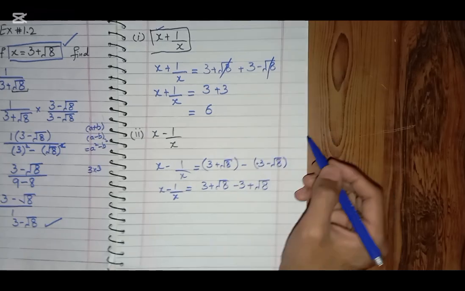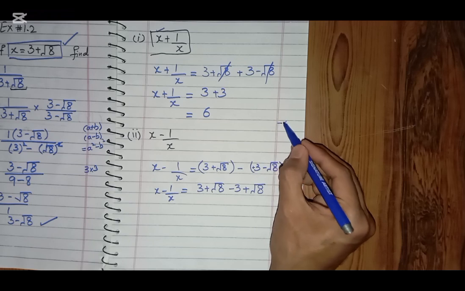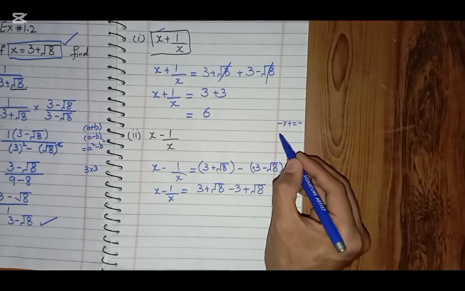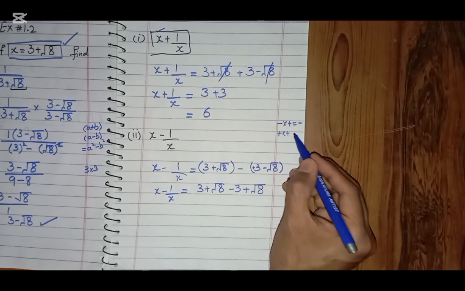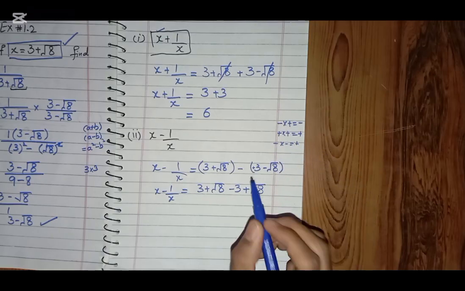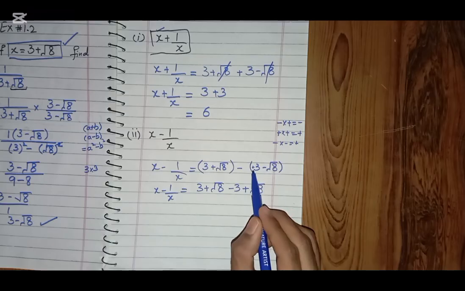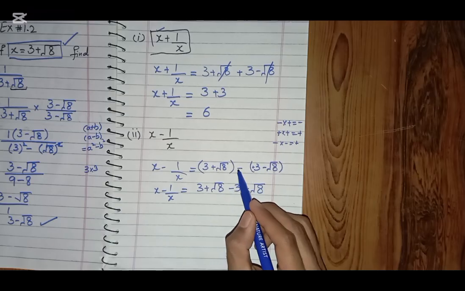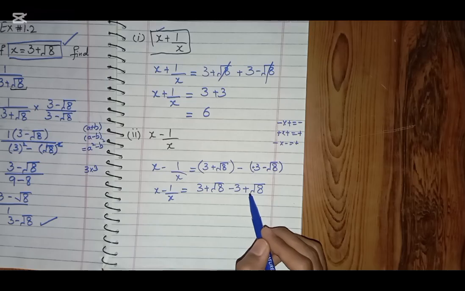You know one thing: if we multiply minus with plus, your answer is minus. If you multiply plus with plus, your answer is plus. And if you multiply minus with minus, your answer is plus. Here we multiply the signs of both values. Here we multiply minus with plus, you get minus, and here you multiply minus with minus, you get a positive value.